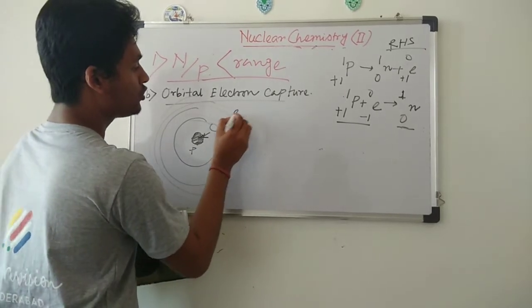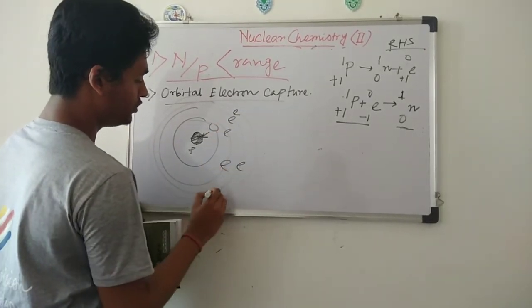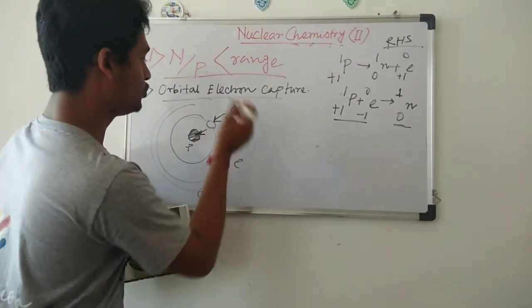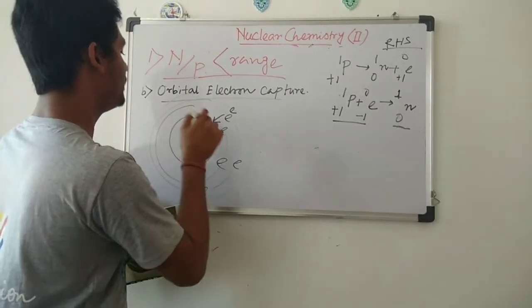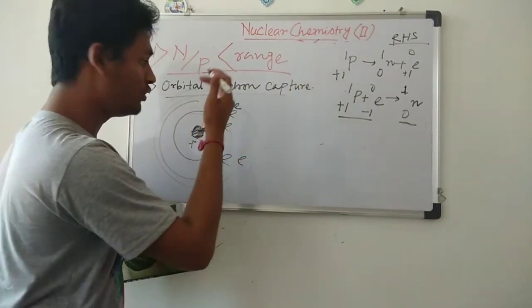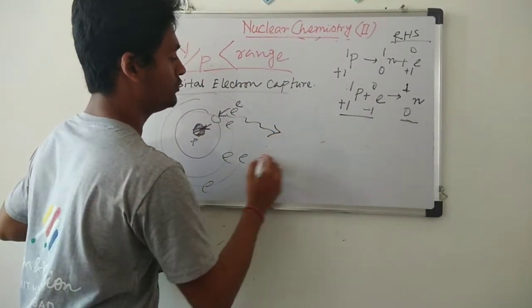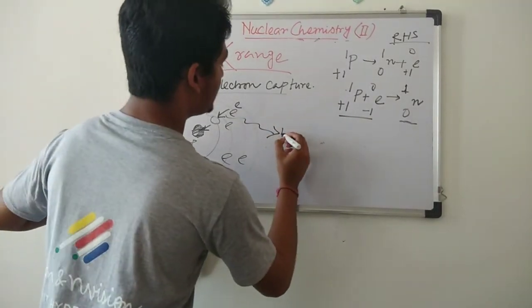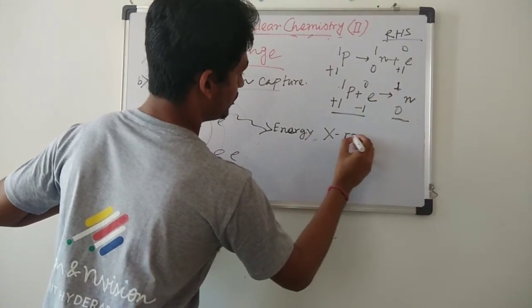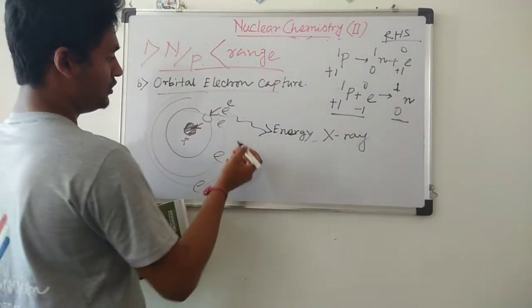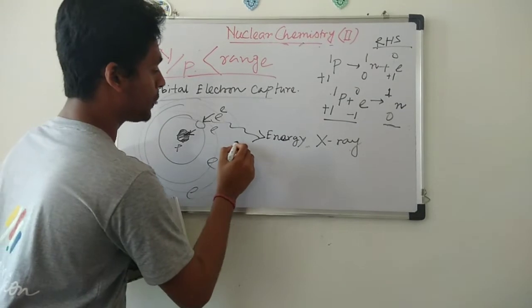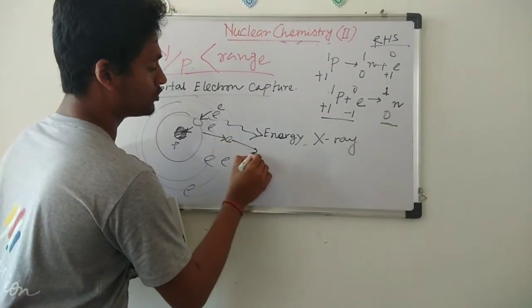Now there are a number of electrons here also. So from a higher orbital, one electron will come to stabilize this vacancy. Now from a higher energy level, the electron is coming to the lower energy level, so energy will radiate. This energy is called the characteristic X-ray. And again, this energy, whatever it is ejecting, can strike out one more electron.